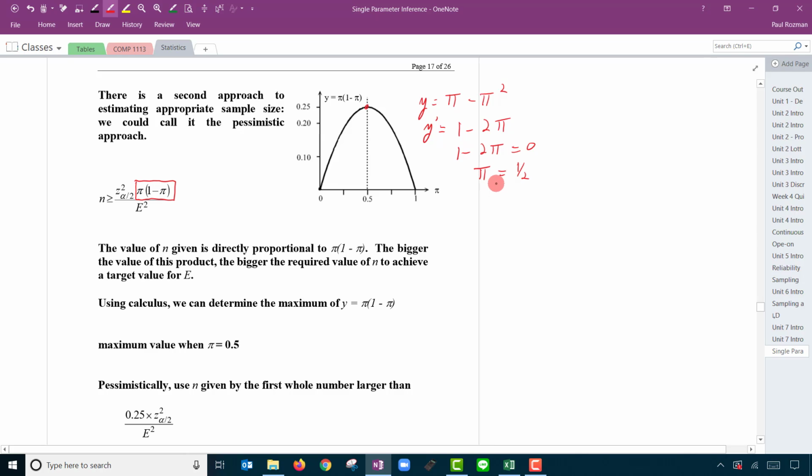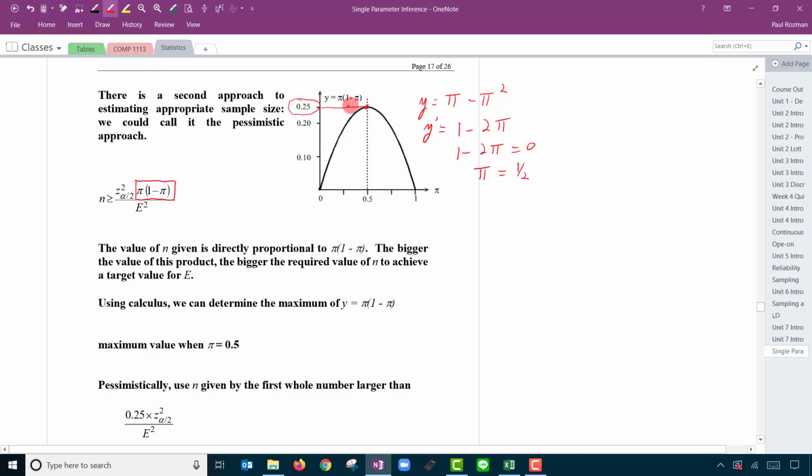That's its critical value. And then you do the first derivative test to see that it's increasing before that and decreasing after that, and you get your local max at 0.5. So what is the value when pi is 0.5? Well, that's 0.25. So the largest thing that pi times 1 minus pi can ever be is 0.25. It happens when it's a 50-50 chance. That's the hardest one to predict.